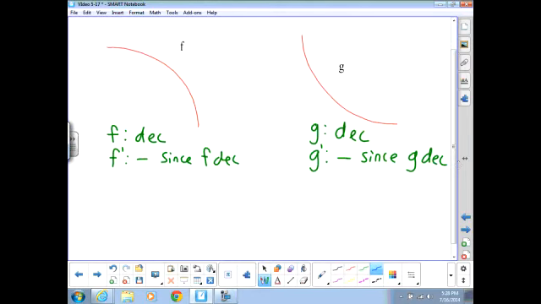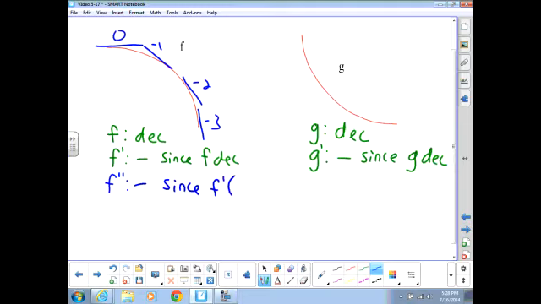Now when we look at f double prime, we want to think about how are the slopes changing. Well, here maybe we have like a slope of 0, then like a 1, or sorry, negative 1, then negative 2, negative 3. So here, f double prime is going to be negative since f prime, aka the slopes, are decreasing.